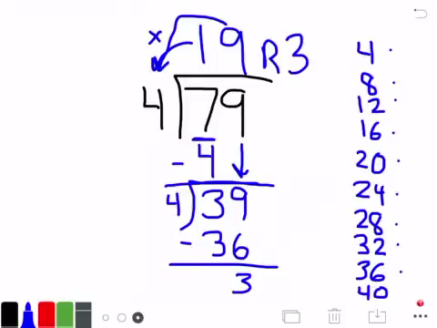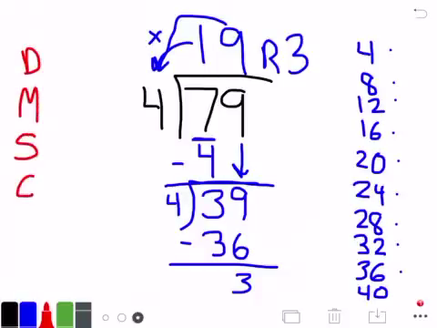So essentially what we're doing is that idea of does McDonald's sell cheeseburgers: divide, multiply, subtract, check, which would be an eyeball just to make sure you're looking at the problem, and then bring down, right? We're going through that cycle now 2 times instead of just 1 time. So we divide first, we multiply, we subtract, we check, we bring down.